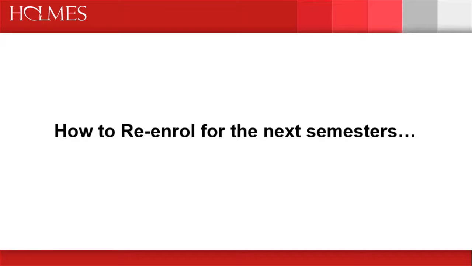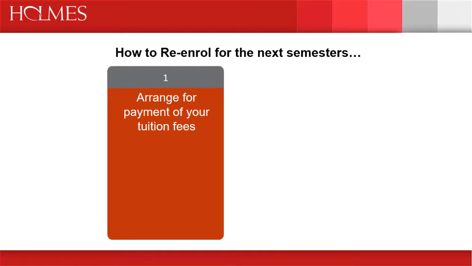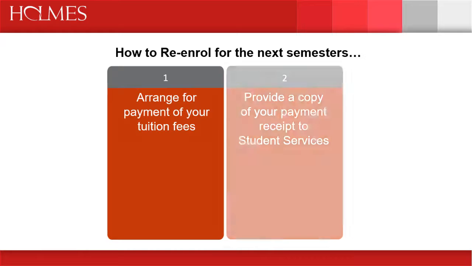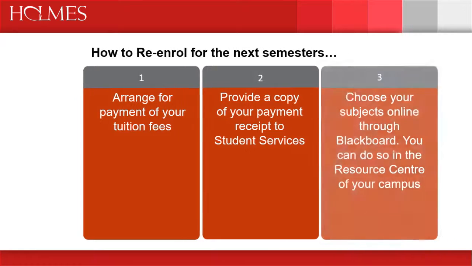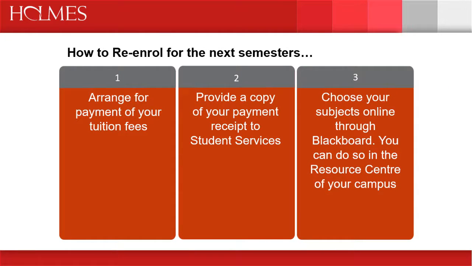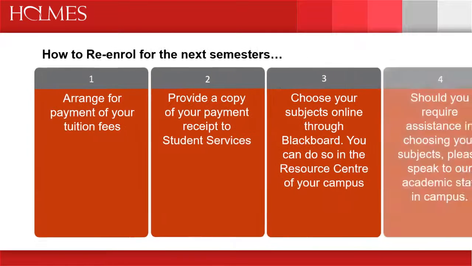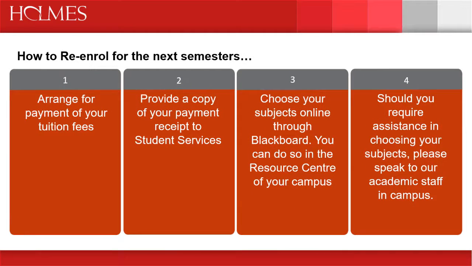You should follow these steps. Arrange for payment of your tuition fees. Provide a copy of your payment receipt to Student Services. Choose your subjects online through Blackboard. You can do so in the Resource Centre of your campus. Should you require assistance in choosing your subjects, please speak to our academic staff in campus.